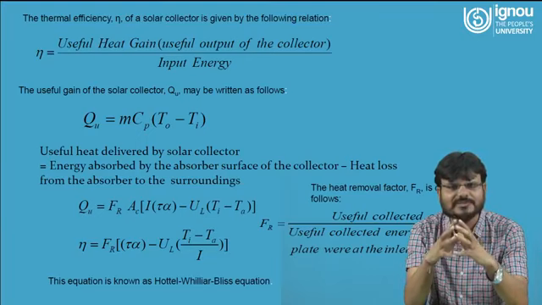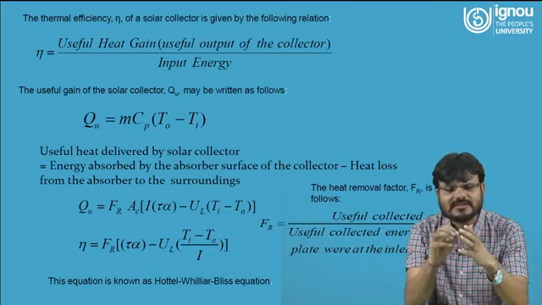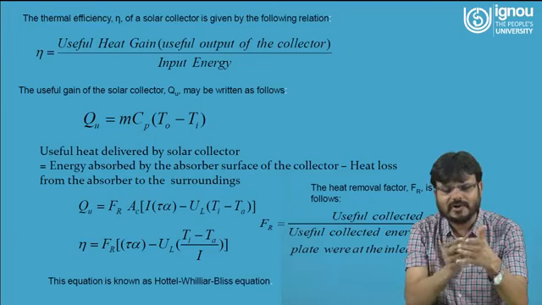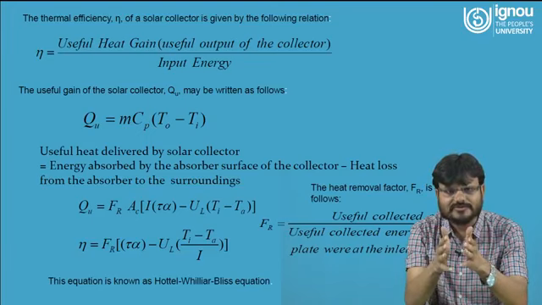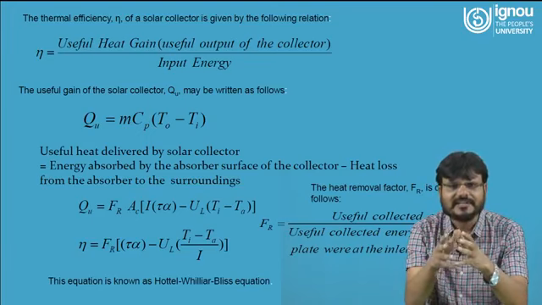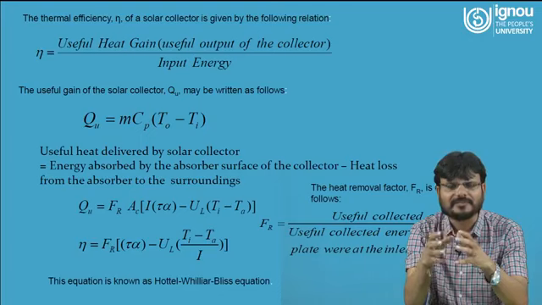Overall heat transfer coefficient means what? That means heat may be transferred from the body of the chamber, heat may be transferred from the insulation of the chamber. So the overall heat transfer coefficient can be denoted as U suffix L, and Ti is what? Ti is nothing but the temperature of the working fluid, and Ta is the ambient temperature.